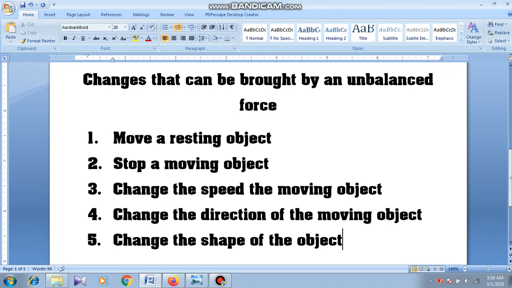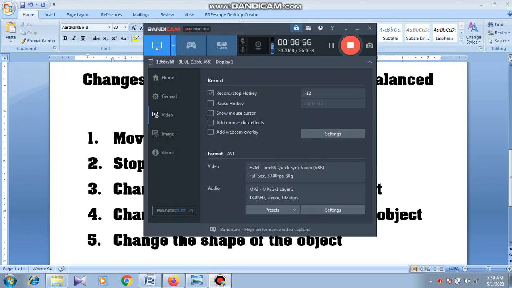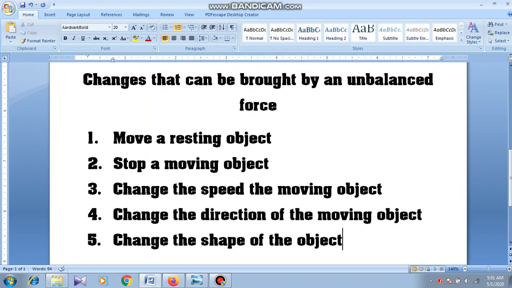So those are the changes that can be done using an unbalanced force. Moving a resting object, stopping a moving object, changing the speed of the moving object. You can increase the speed, you can decrease the speed, changing the direction of the moving object. And ultimately you can change the shape of the object.